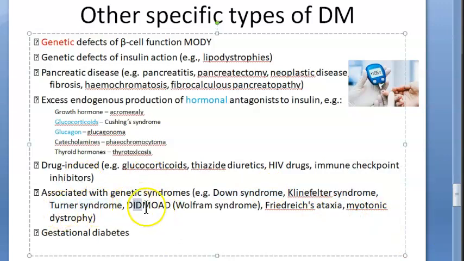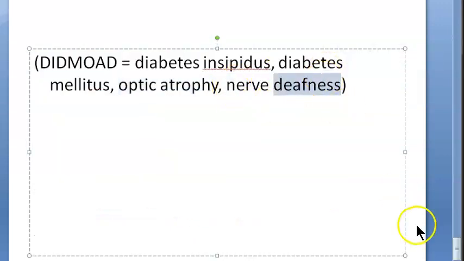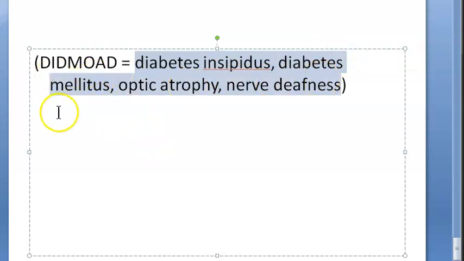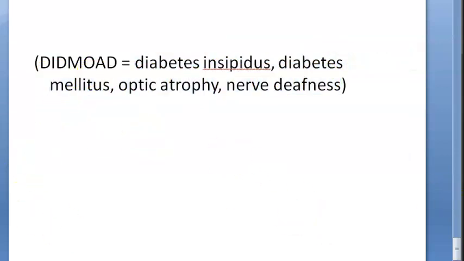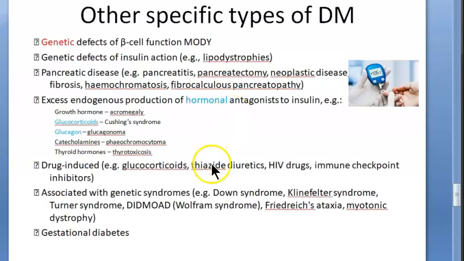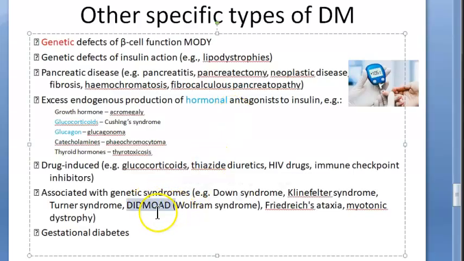X0. DIDMOAD. DIDMOAD is diabetes insipidus, diabetes mellitus, some optic atrophy, I think. Then D, what is this? This is Wolfram syndrome. The D is actually deafness. Okay, nerve deafness. Nerve is the problem. So, diabetes insipidus, diabetes mellitus, optic atrophy, nerve deafness. This is Wolfram. Am I saying it right? Wolf has deafness. So, that's how you will remember. But this sounds more like a toad to me, not like a wolf. DIDMOAD.